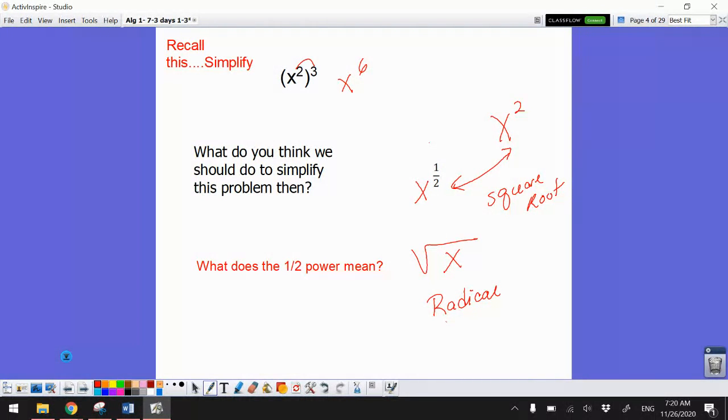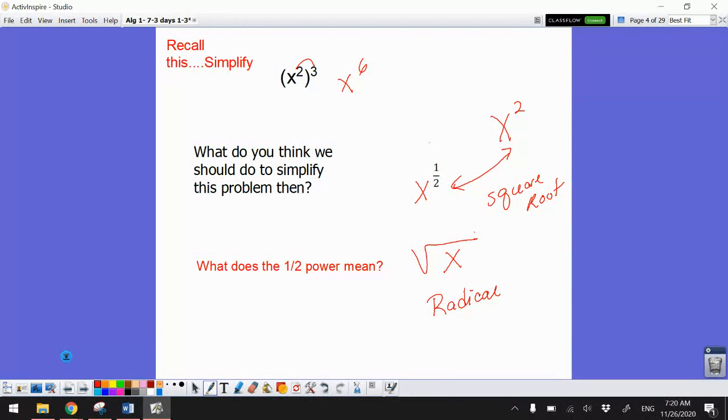And we call that sign a radical. It's not a division sign. It's actually a radical or a root. And what that means is we're looking for a base number.